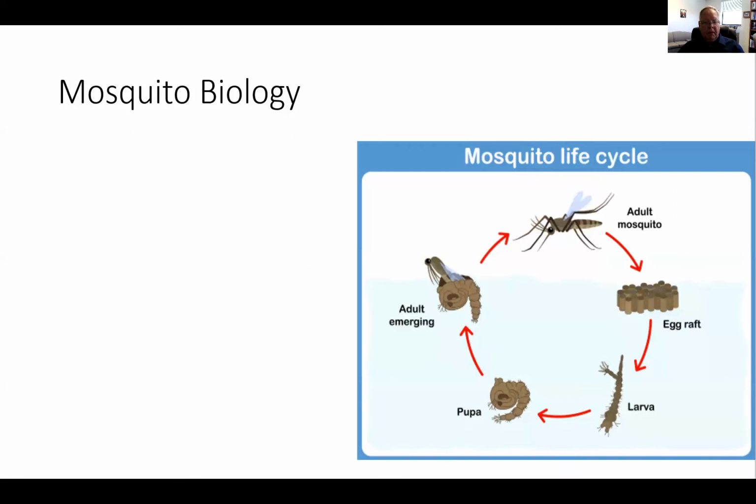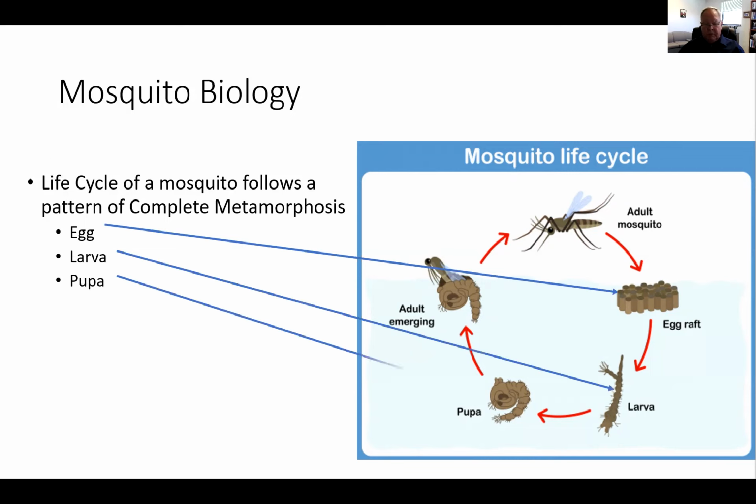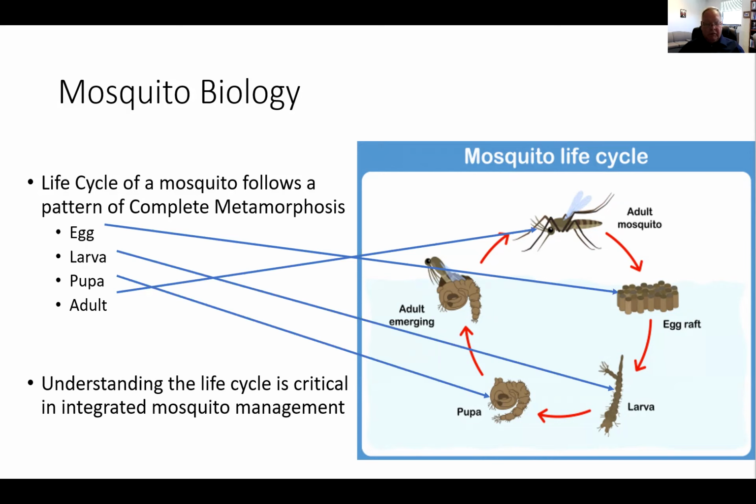So, first of all, let's talk about the mosquito's life cycle. The life cycle of mosquitoes follows a pattern of what we refer to as complete metamorphosis, which begins with an egg and then larva, which then moves to a pupa, which then will emerge as an adult. Understanding this life cycle is critical in what we refer to as integrated mosquito management, because the process is there. Somehow we want to break this life cycle.